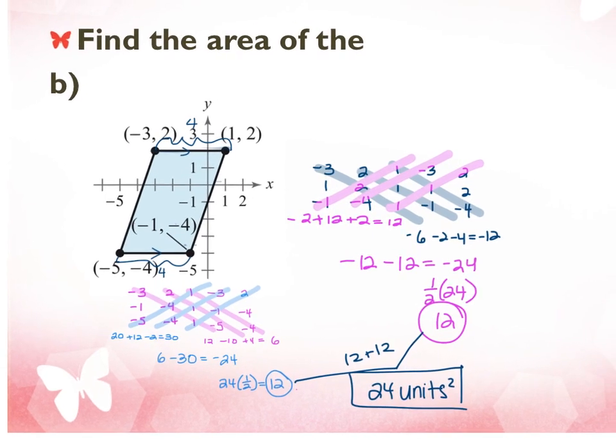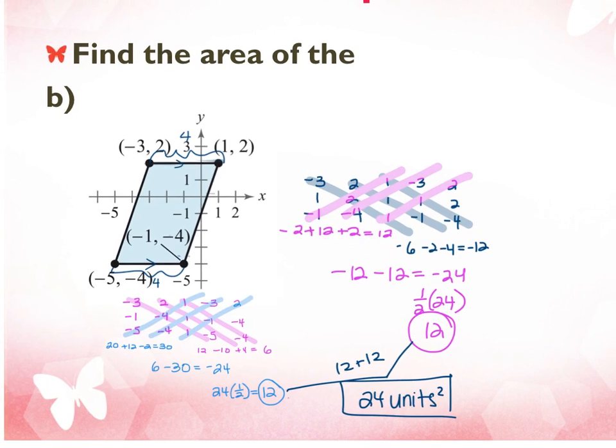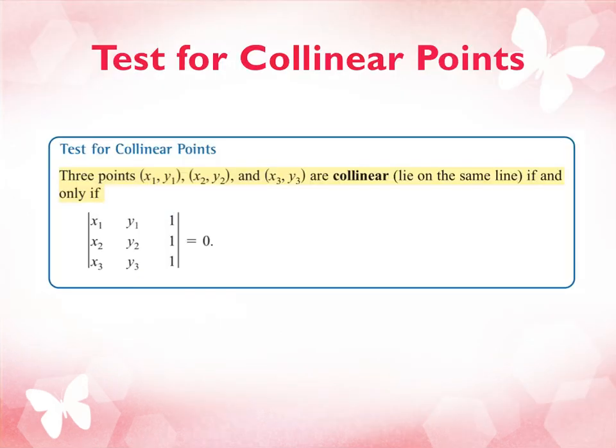Questions on the area? So the most common mistakes there are not making it positive. Area has to be positive. Or forgetting to divide by 2. You want to make sure that you do both those things.